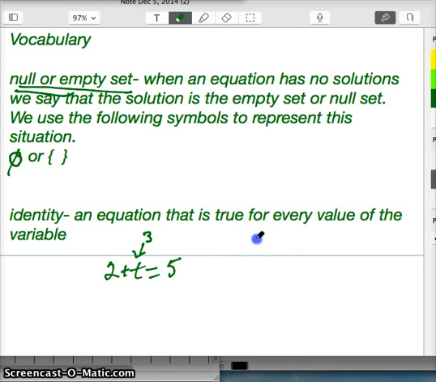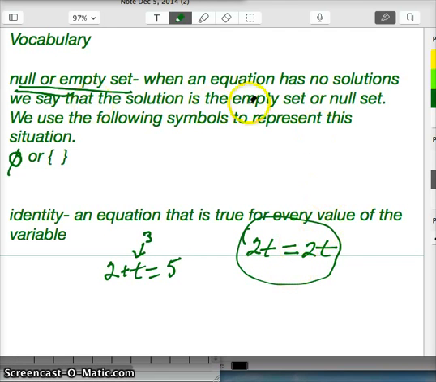But what if I said 2 times some number t is equal to 2 times some number t? Well, anything works there. If t were 1, it would be the same. If t were 3 or 9, negative 2, negative 4.75316, doesn't matter. So this is a situation that's called an identity. Do you notice something about it? It's like looking in the mirror. What you see on one side is what you see on the other. So when we get to an identity, recognize that you'll see something like this.